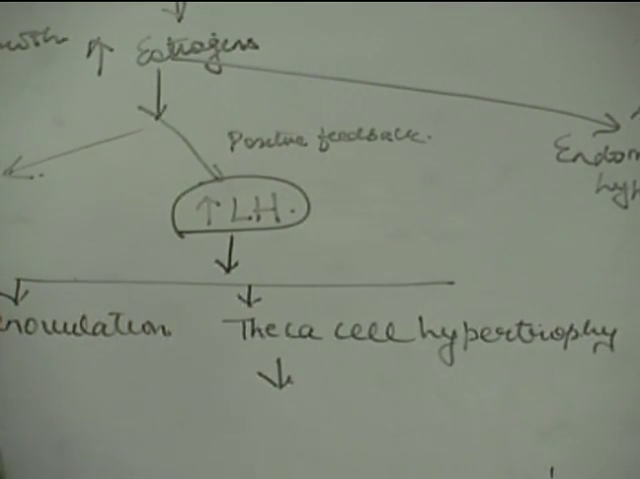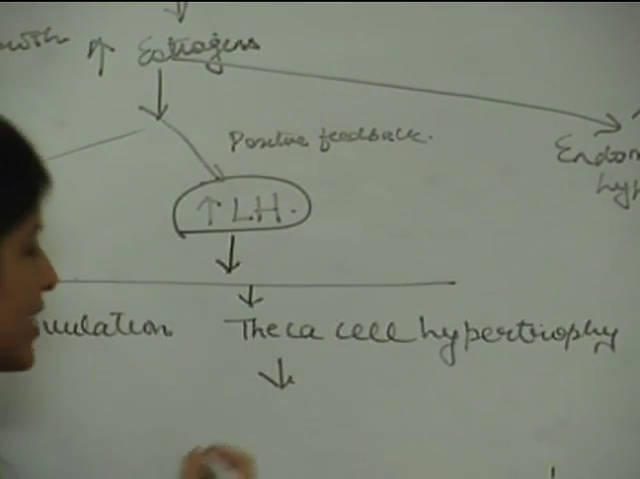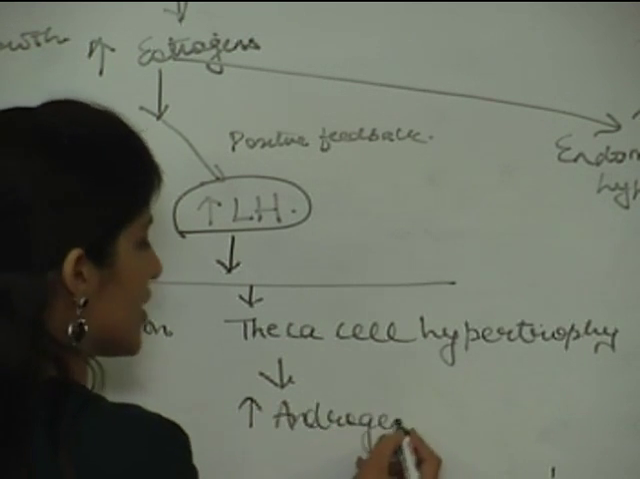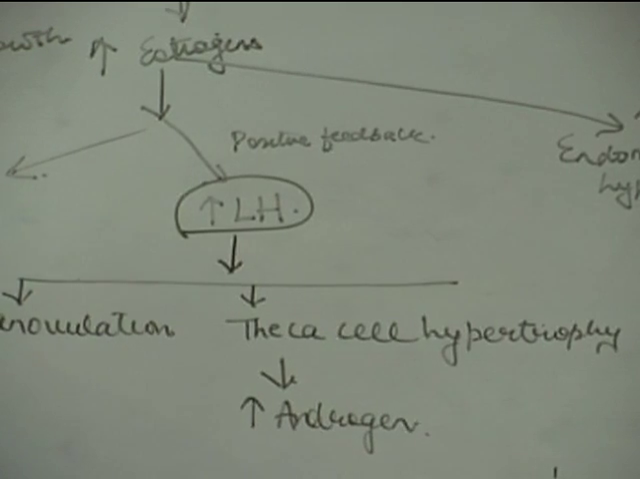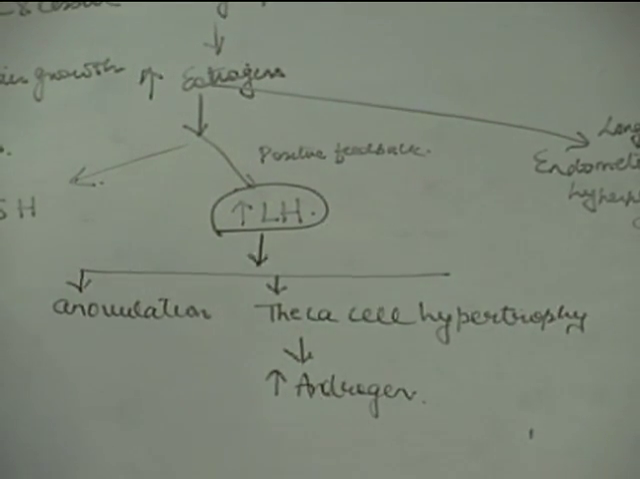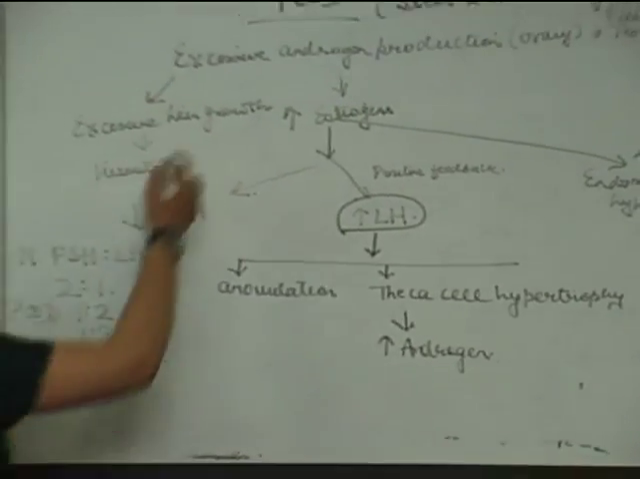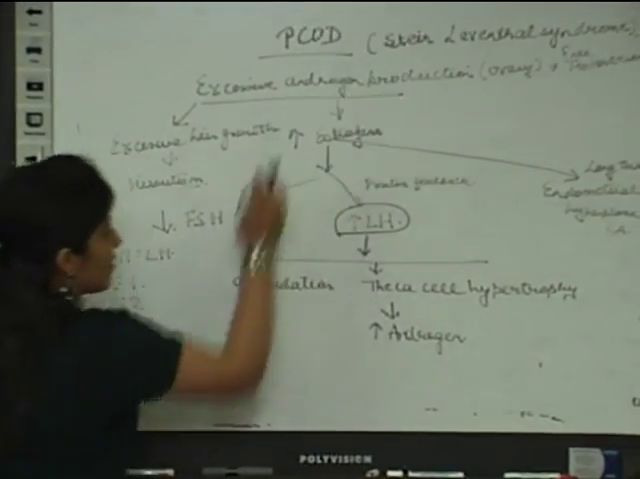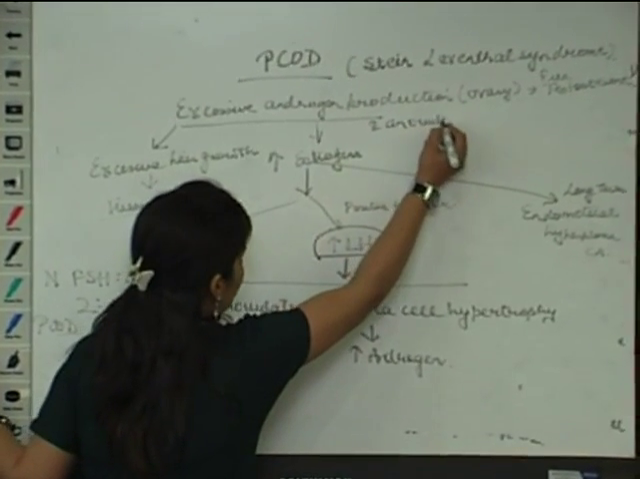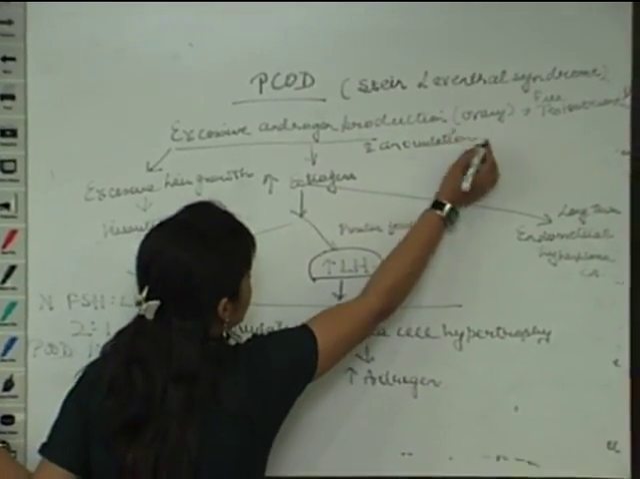And this theca cell hypertrophy, there will be excessive androgen production. That means it is a vicious cycle. The problem started with excessive androgen production, and again there is excessive androgen production. So PCOD is characterized by excessive androgen production and anovulation.